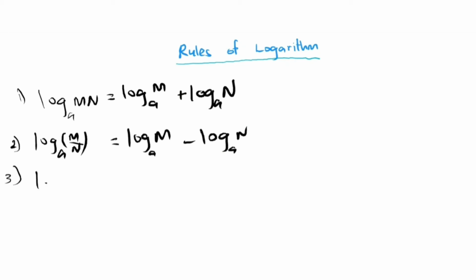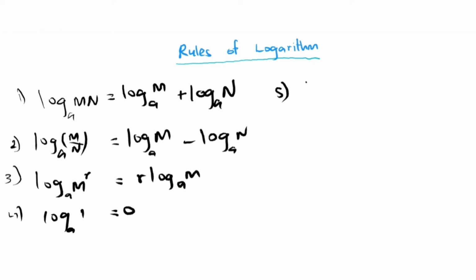Then the third one, which is log a of m to the power r, you can bring the power in front, you can write it as r times log a m. And the fourth one, which is log a of 1, that is simply 0. Log of 1 is 0. Then let's see the fifth one, log a of a. When you have the base and the argument equal, then the answer is 1.